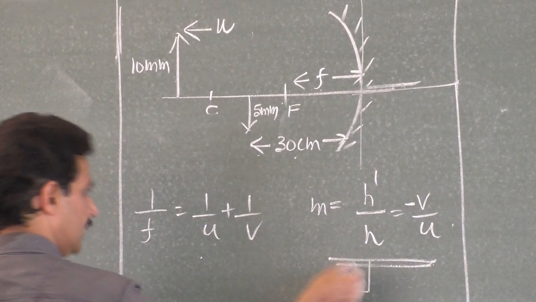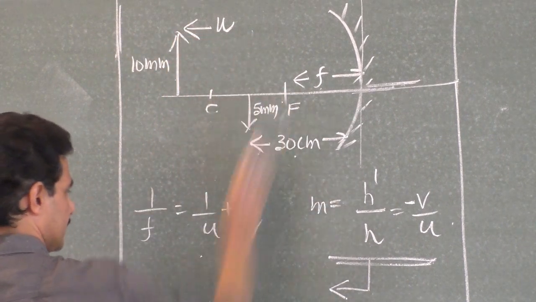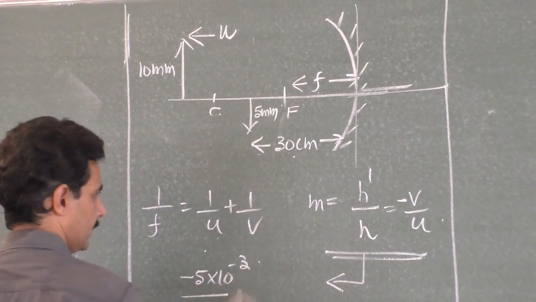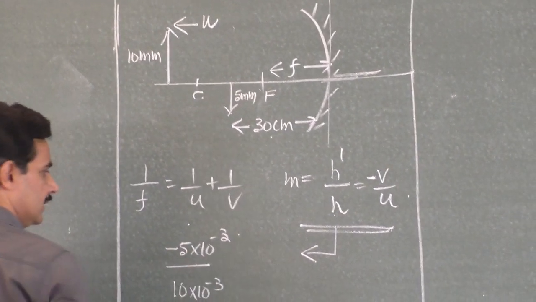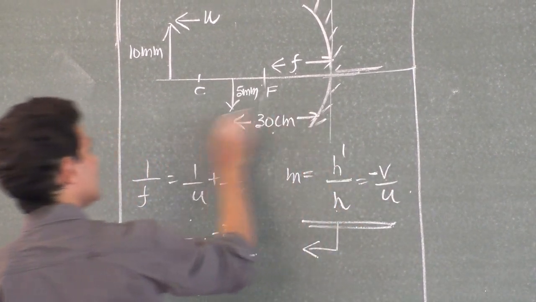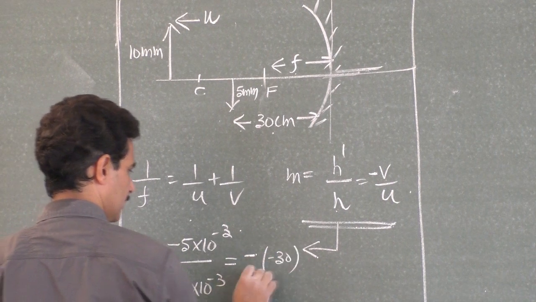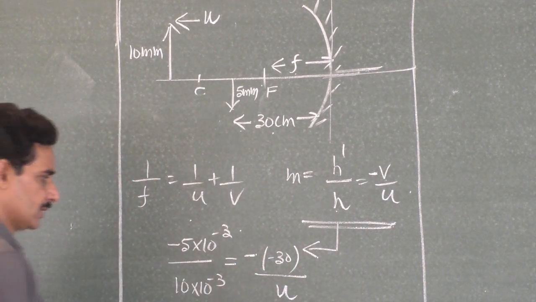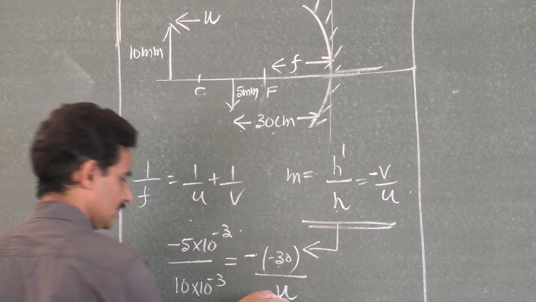Applying this formula, h dash, the height of the image, is 5 millimeter below the principal axis, so minus 5 times 10 to the power minus 3, divided by the height of the object above the principal axis, plus 10 millimeter, is equal to minus v by u. Image distance v is minus 30. Of course, I could have converted it into meters, but we have centimeters here. The object distance you get will be in centimeters, so we will be satisfied with centimeters only.